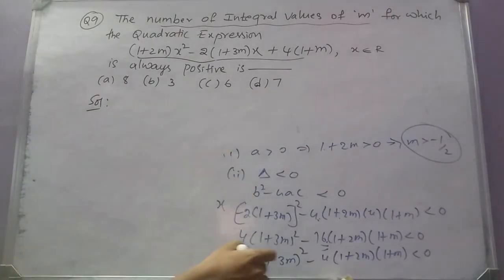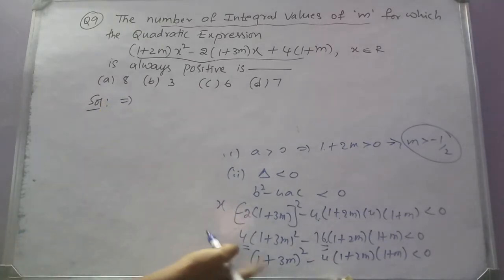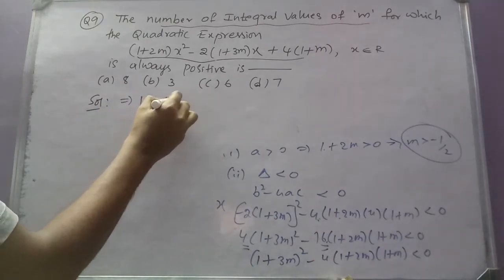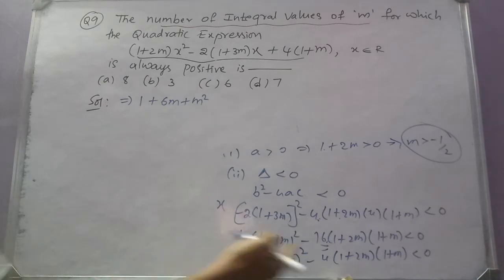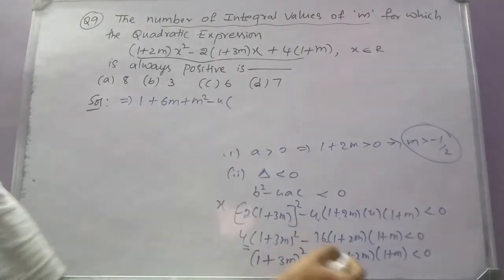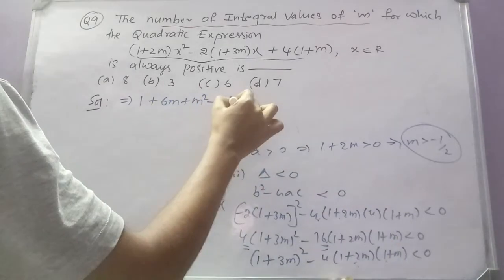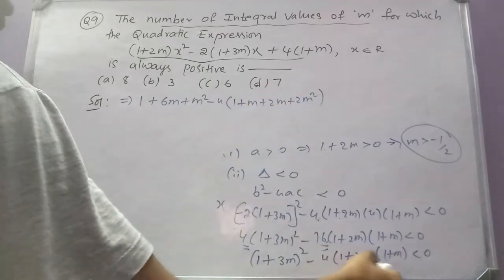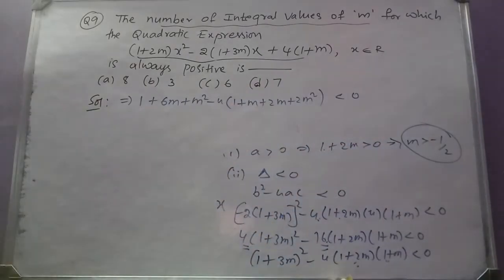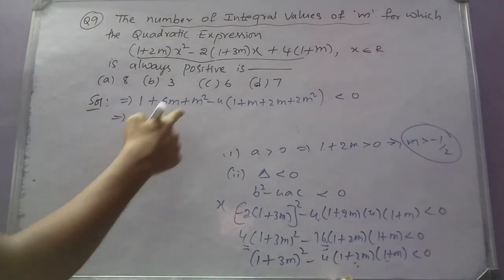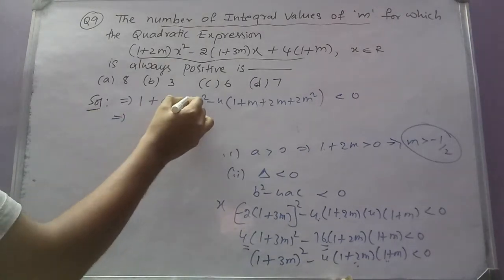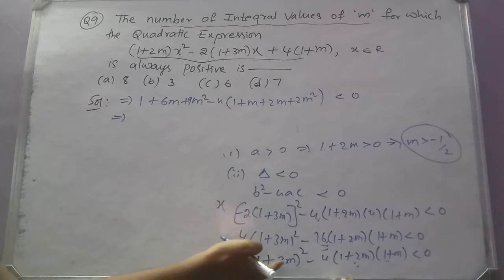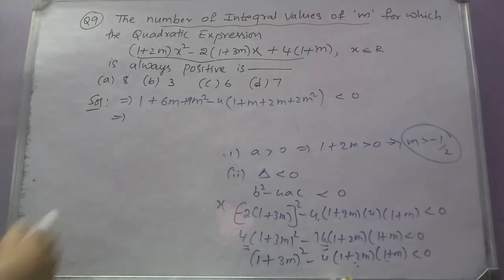So using a plus b whole square expansion, 1 plus 3m whole square is a square plus 2ab plus b square. And then minus 4 into, expanding these two, you will get 1 plus m plus 2m plus 2m square. Binomial into binomial. Now finally, wait a second, this is 9m square, because a square plus 2ab plus b square is 9m square, okay?